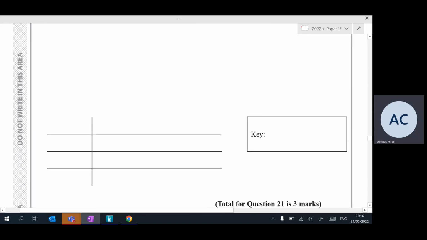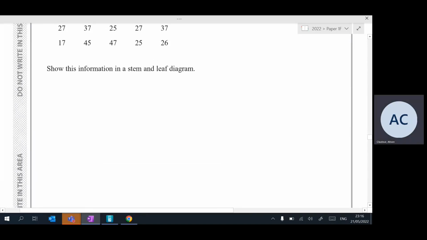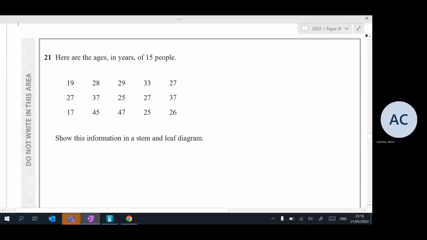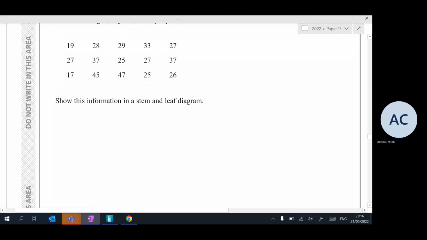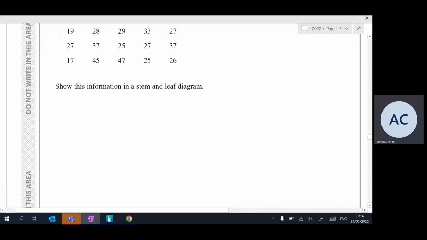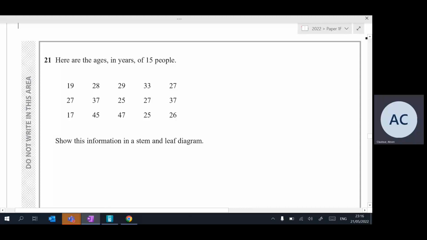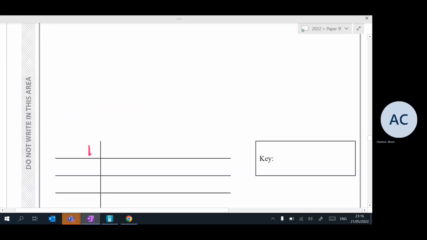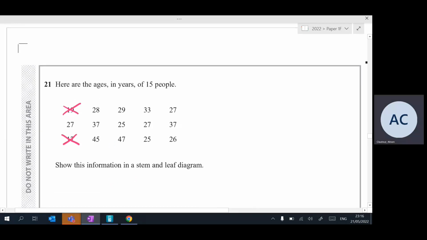Seven leaf diagram. So it's set out for you and it reminds you to get a key. Okay, so I'm going to start with my smallest number, the ones that start with 1. So I've got a 17 and a 19. I'm then going to look at all my ones that have got 2. Got quite a few of these. I'll circle these ones.